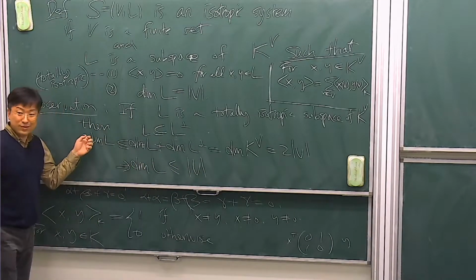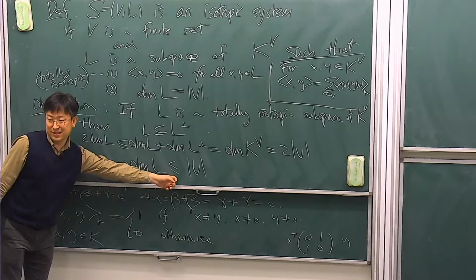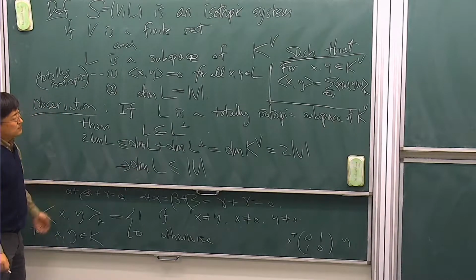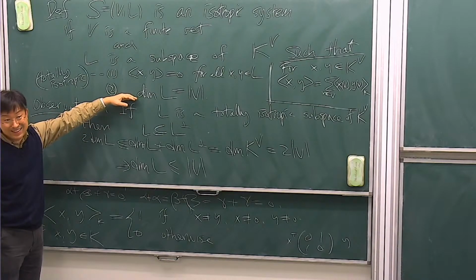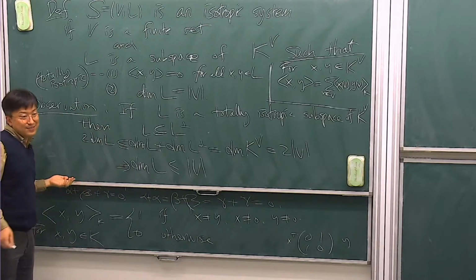Whenever you have a totally isotropic subspace, the dimension is at most the cardinality of L. Which means that this is the maximum possible dimension of any totally isotropic subspace. And that gives a lot of combinatorial properties.